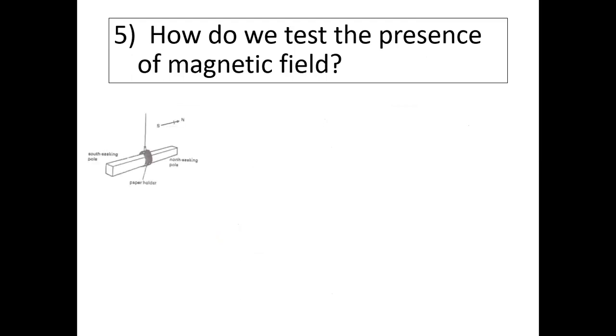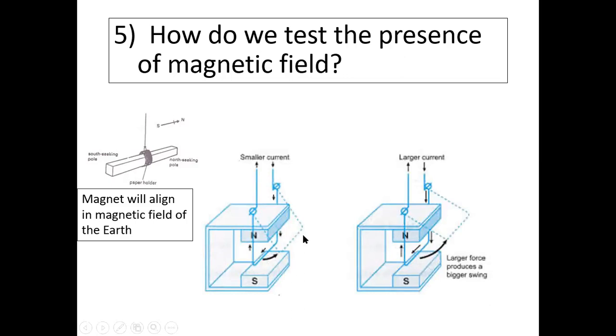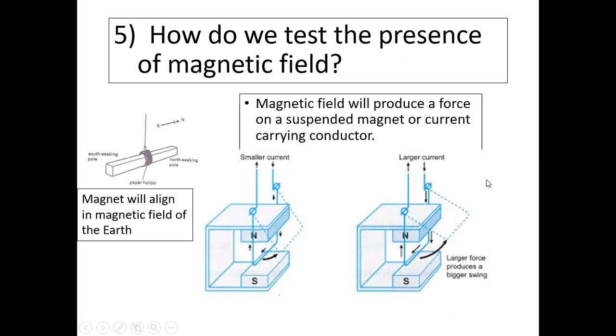Put a magnet. You can put a magnet hanging in the air there. If there's a field there, it will swing, and align with the field, like the Earth's magnetic field. Or you can use a current carrying conductor, place it in a magnetic field, turn the current on, and it will be deflected. If you put a larger current, it deflects more. So a magnetic field will produce a force on a suspended magnet or a current carrying conductor. We can use two ways, either a tiny suspended magnet, or the force on a current carrying conductor, to test the presence of a magnetic field.